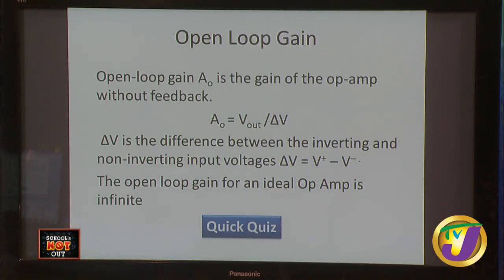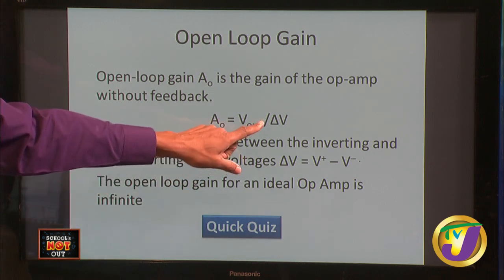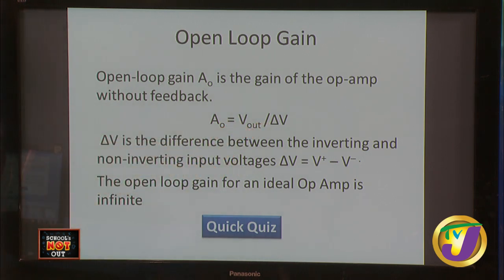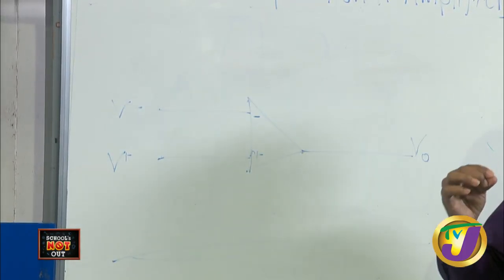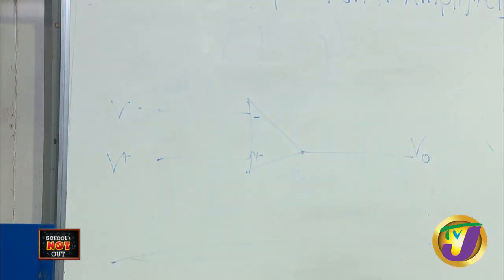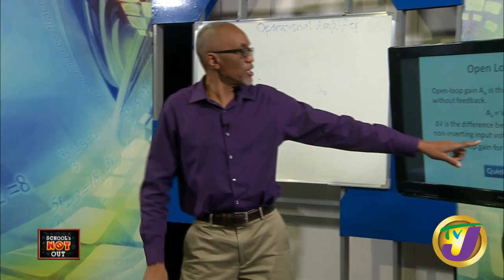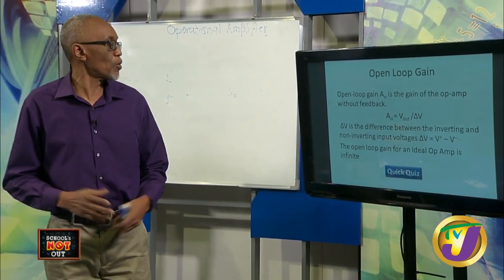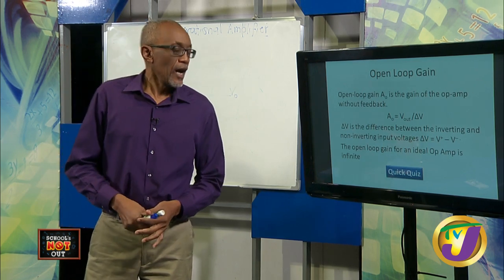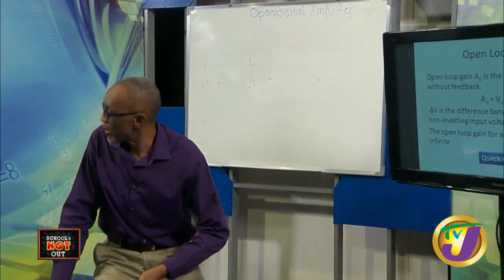So an open loop gain would be V out over delta V. Now delta V is the difference between this input and this input. They have a small difference between them, and that is why we say delta V, right? And so delta V is the difference between inverting and non-inverting input, or whichever one is larger, right? And for an operational amplifier, the open loop gain is infinite.